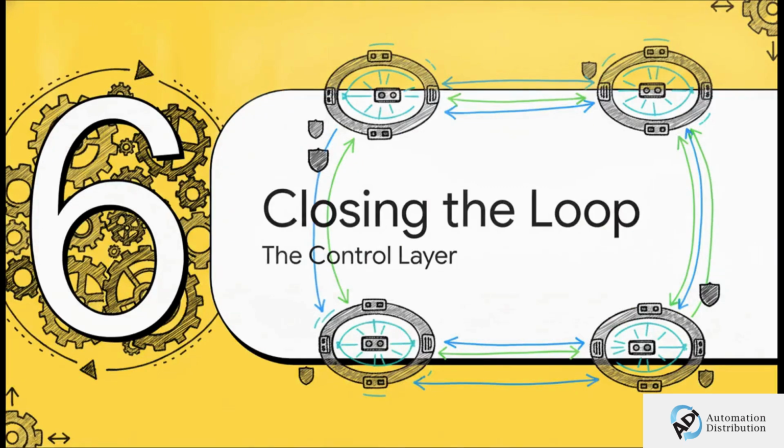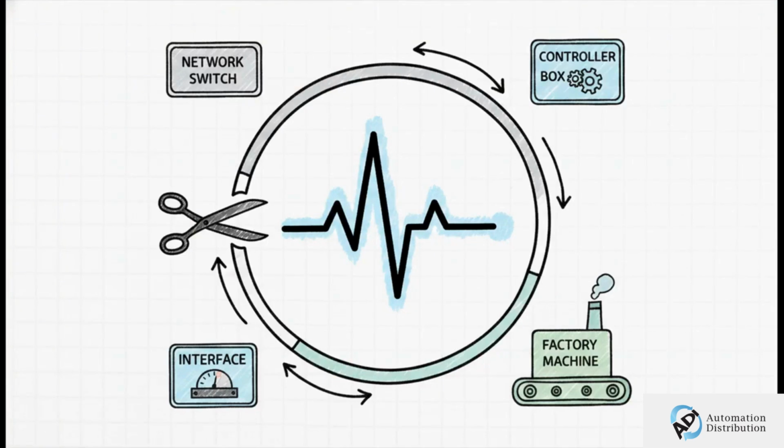Section 6, closing the loop and the control layer. Because at the end of the day, a redundant network doesn't just exist to be a cool topology, right? It exists to keep your control layer talking. WAGO's 852 switches and their PFC200 code assist controllers are literally designed to work together as one cohesive automation system.